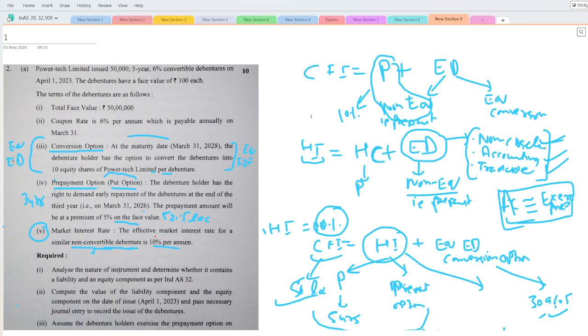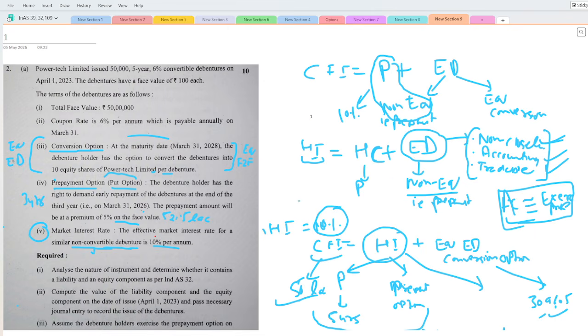That is, it is non-closely related, the accounting of the host contract and the embedded derivative are different, and the embedded derivatives are separately tradable, separately available in the market. These are the three conditions. If all three are satisfied, then only you need to split the embedded derivative from the host contract. In this hybrid instrument, the host contract is your plain vanilla debt, and the non-equity embedded derivative is a prepayment option, that is a put option.